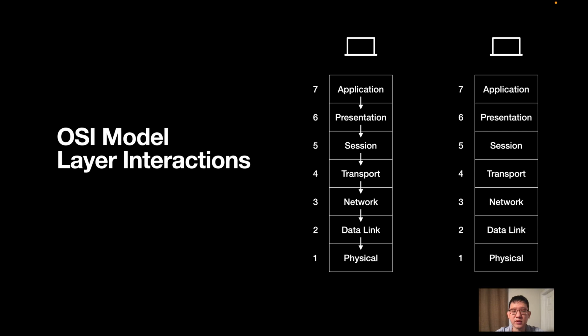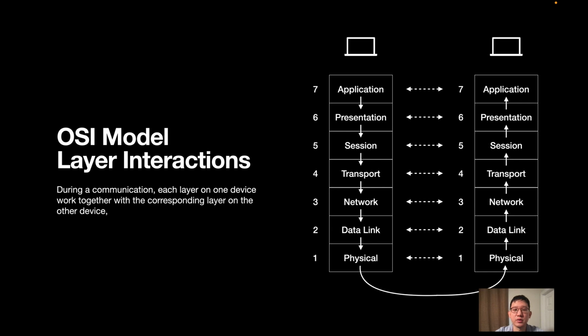And once you get to the physical layer, you prepare that data for transmission, and you send that data over to the destination, and it travels back up from layer 1 to layer 7. During the communication, each layer on one device works together with the corresponding layer on the other device. So for example, from the sender side, let's say you have a payload from the transport layer. Then at the destination, the same protocol on the transport layer will process that payload.